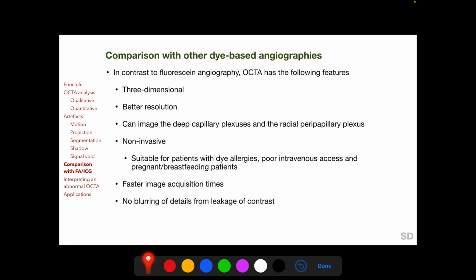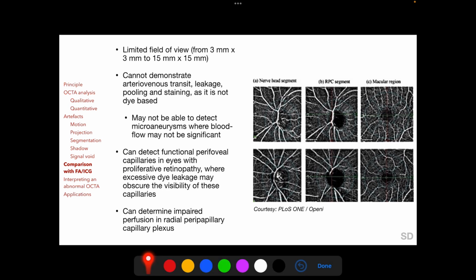OCTA has faster image acquisition times in comparison to fluorescein angiography, and there is no blurring of details which may occur from leakage of contrast in fluorescein angiography. On the other hand, OCTA has a limited field of view and cannot demonstrate arteriovenous transit, leakage, pooling and staining, as it is not a dye-based angiography technique, and this is very important to remember that OCTA cannot demonstrate leakage in neovascularization. But OCTA may enable us to detect functional perifoveal capillaries in eyes with proliferative retinopathy, where excessive dye leakage may obscure the visibility of these perifoveal capillaries.